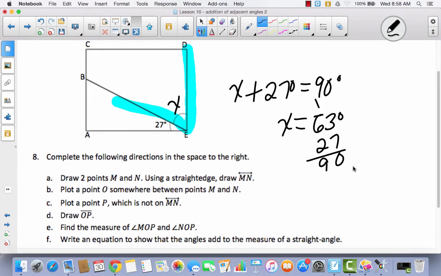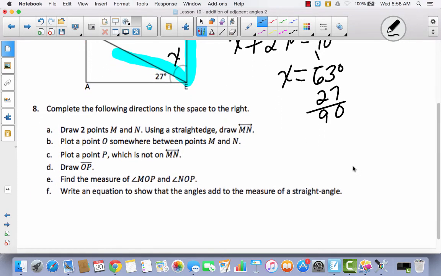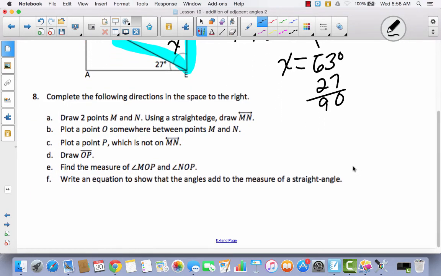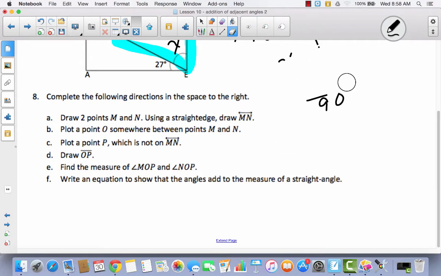All right, take a look at 8. Complete the following directions in the space to the right. So I'm going to go ahead and erase my marks over here so that I have some room. Draw 2 points, M and N, using a straight edge. Why don't you try to see if you can do number 8 all by yourself, and then come back and do it and check with me and see if you did it correctly.